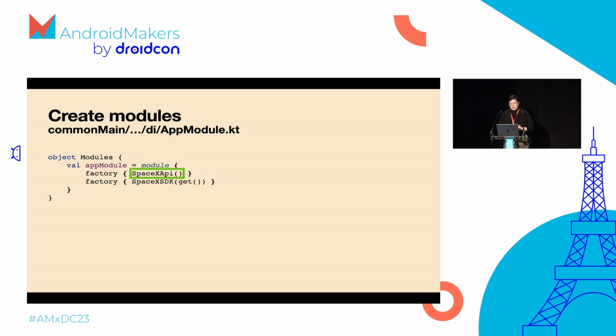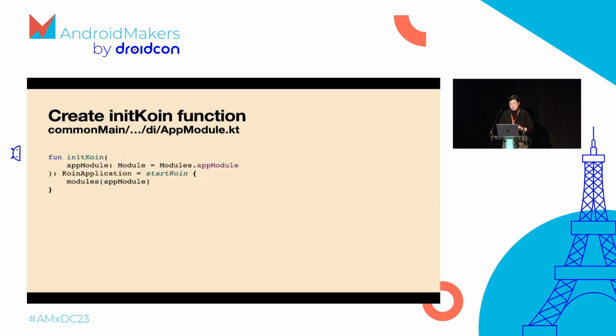And here we are defining two dependencies, SpaceX API and the SDK. So the SDK depends on the API, but we can add something like client-side caching, for example. To initialize Koin, we need to call the startKoin function with all the application's modules.